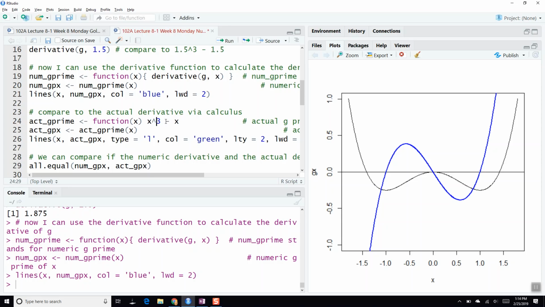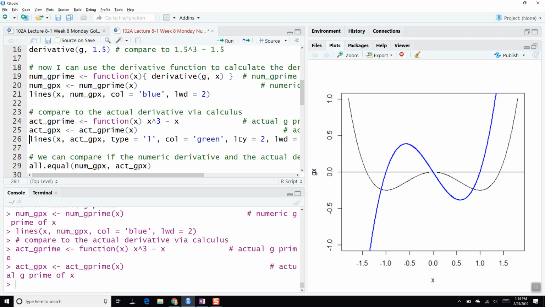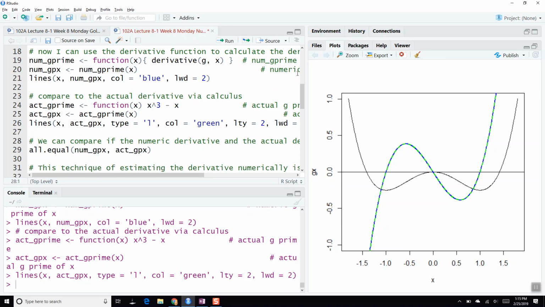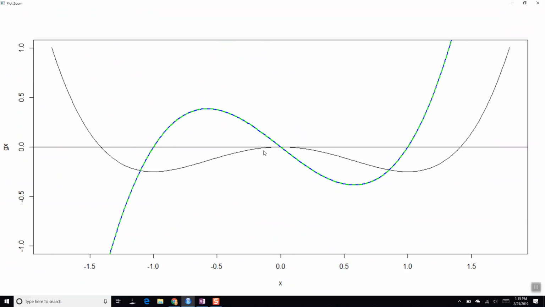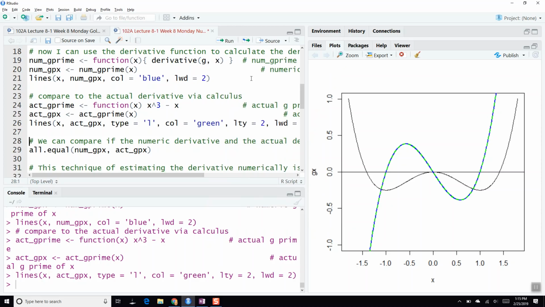So if I use the actual derivative, using x to the 3rd power minus x, and I calculate the actual derivative on all of these things, I can graph that. I'm going to graph that in green on top of this blue line, a dotted green line, and we can just see how well it compares. And when we look at it just visually, they line up exactly on top of each other. Okay, so that's a good sign.